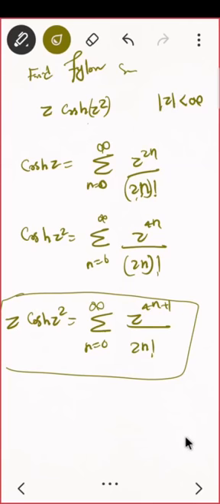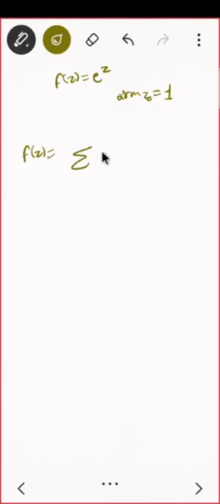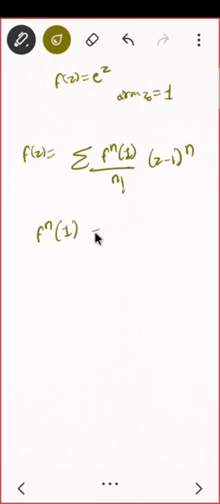Suppose for z equal to 1, e raised to z is given: find the Taylor series of f of z equal to e raised to z around z not equal to 1. So that means what you want to now form is the summation of the nth derivative of f at 1 upon n factorial into z minus 1 raised to n. This is what you want to find now. So let us find the derivative. It will always be e only. The nth derivative of f at 1 will always be e.